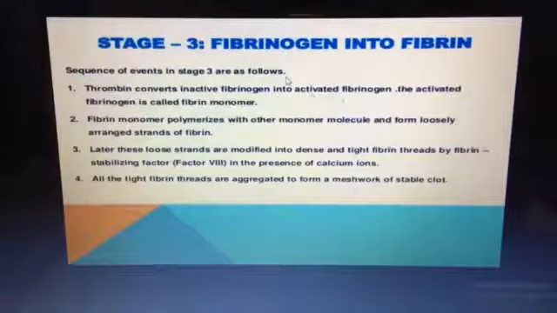Next, the final step, fibrinogen to fibrin. This can be divided into 4 steps. First, inactive fibrinogen is converted to active fibrinogen, and the activated fibrinogen is called fibrin monomer, and these fibrin monomers polymerize with other monomer molecules and form loose strands of fibrin. Later, these loose strands are modified into dense and tight fibrin threads by factor 13, that is fibrin stabilizing factor, in the presence of calcium ions. All the tight fibrin threads aggregate to form a meshwork of stable clot.